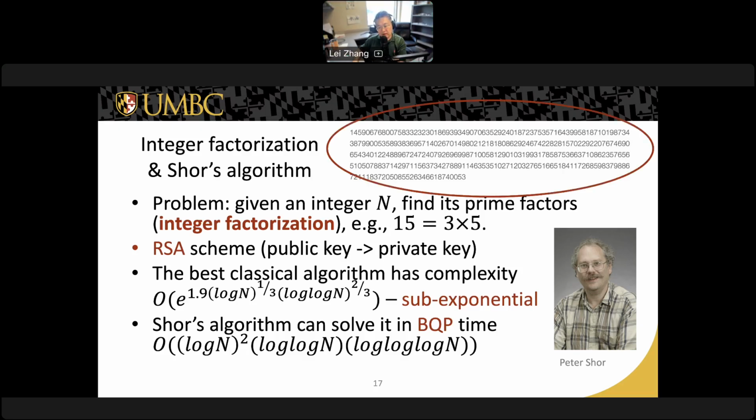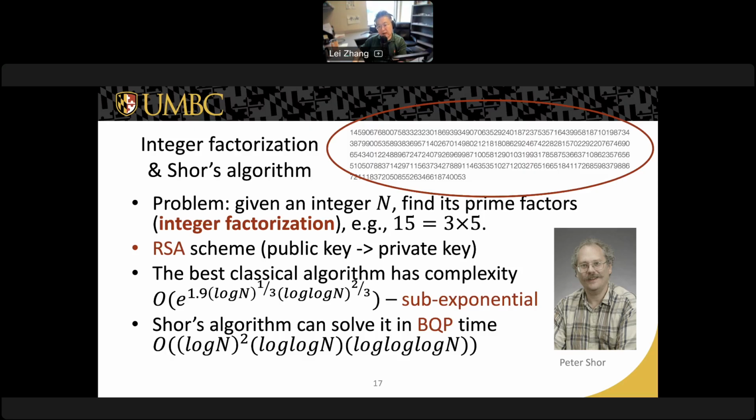However, at the top of the screen, we have a very big number here. Can anyone guess what the prime factors for this number are? Well, I guess not, because the complexity of this problem, even for classical computers, is very hard to solve. This is an NP problem. And that's why RSA, the public key scheme, is based on this problem.